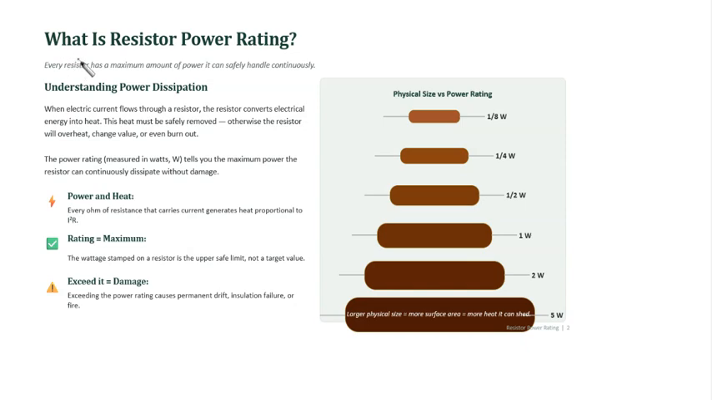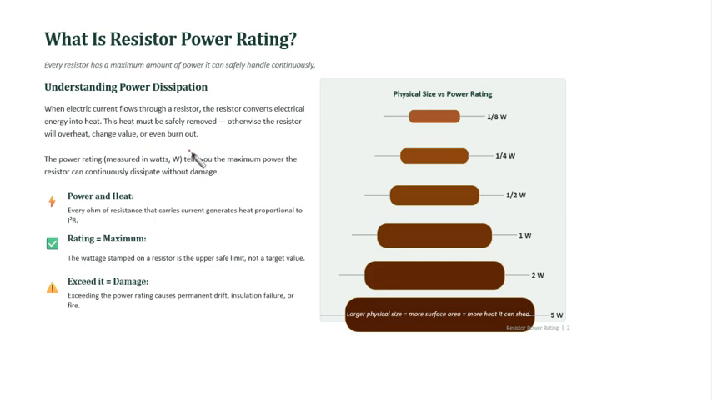Okay, what is then resistor power rating? Every resistor has a maximum amount of power it can safely handle continuously. So every resistor you come across has a maximum amount of power that it can handle safely. Anything beyond that, the resistor may begin to have problems. So when electric current flows through a resistor, the resistor converts electrical energy into heat energy. This heat must be safely removed, otherwise the resistor will overheat, change value, or even burn out.